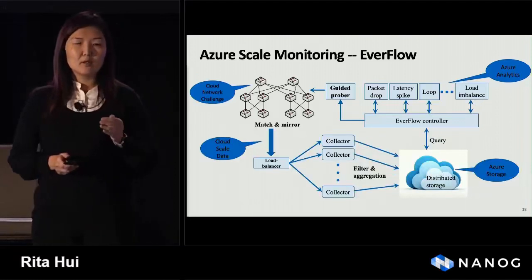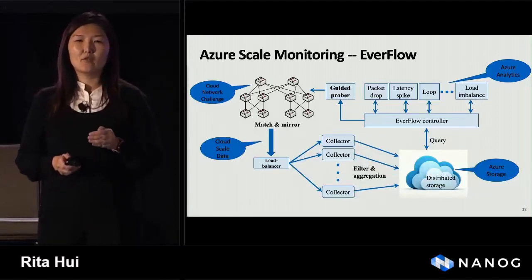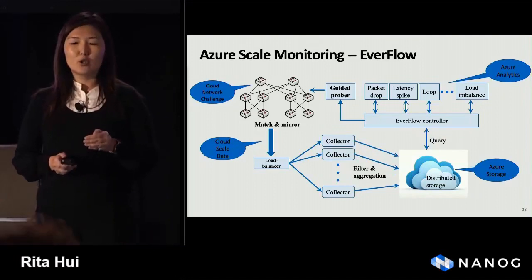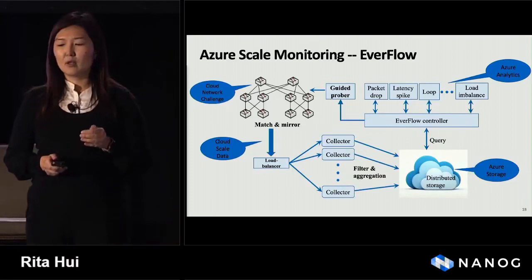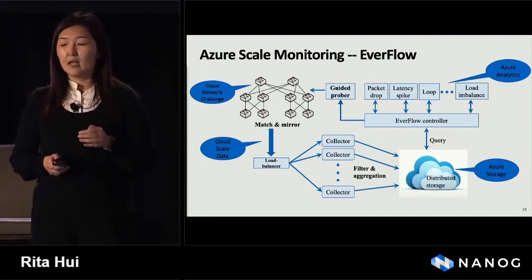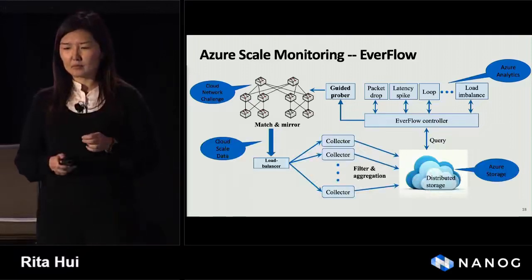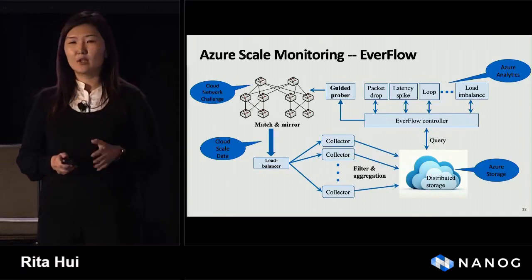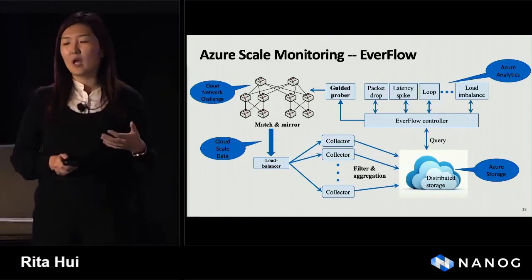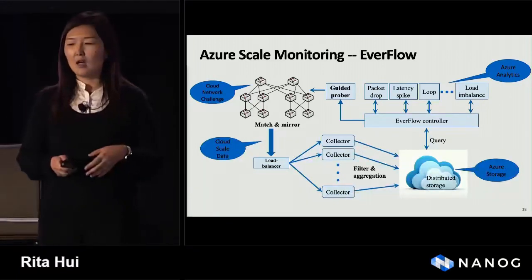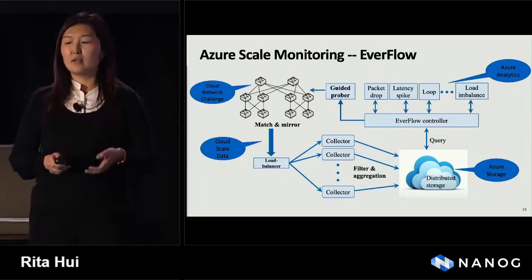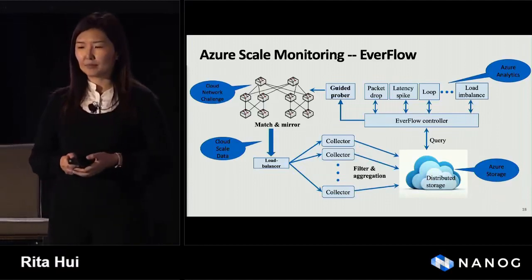The switches will sample traces of traffic into a set of collectors. Then the collectors will filter and aggregate those traces into a distributed storage. We built an Everflow controller with a number of applications. The controller exposes queries via a set of APIs to the applications.